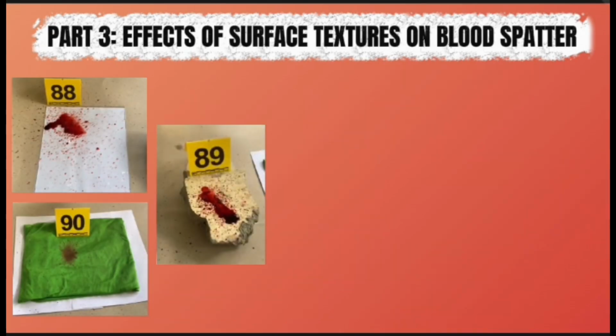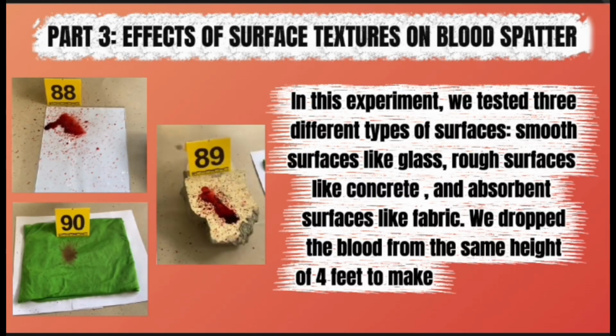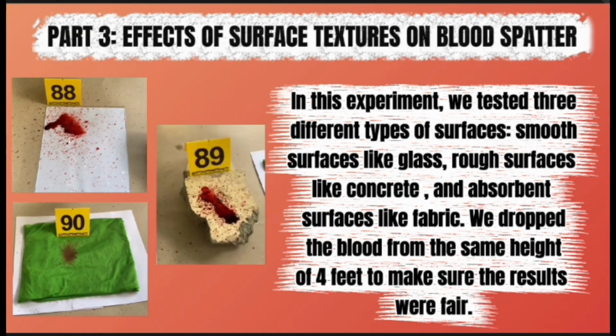In this experiment, we tested 3 different types of surfaces: smooth surfaces like glass, rough surfaces like concrete, and absorbent surfaces like fabric. We dropped the blood from the same height of 4 feet to make sure the results were fair.